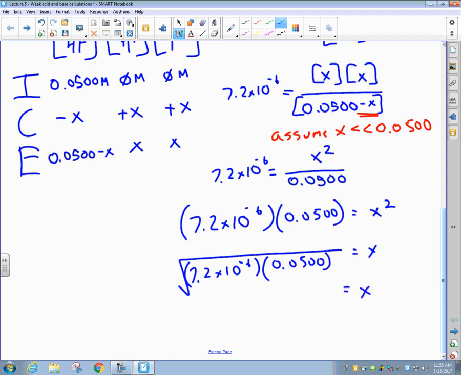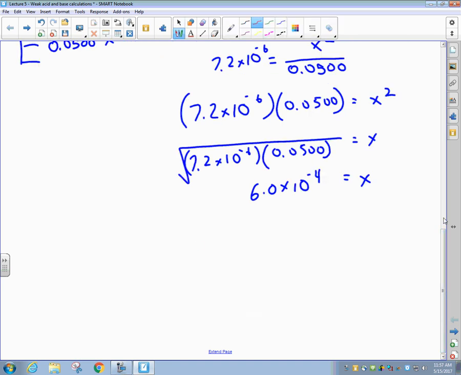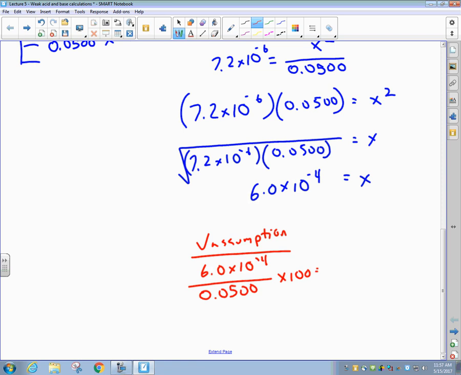And I get a final answer of 6.0 times 10 to the minus 4th equals X. I've made an assumption here, so I need to check my assumption. Recall from our equilibrium unit, checking your assumption is taking the X value that you get divided by the original number that you make the assumption by, and multiplying that by 100. And we get 1.2% there.